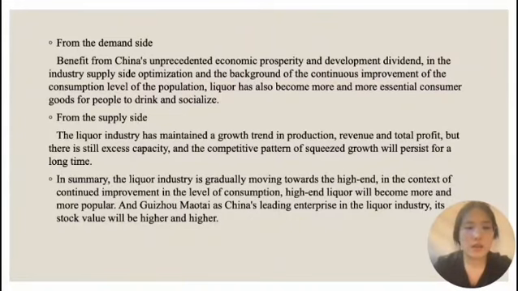In summary, the liquor industry is gradually moving towards the high end. In the context of continued improvement in the level of consumption, high-end liquor will become more and more popular, and Guizhou Moutai, as a Chinese leading enterprise in the liquor industry, its stock value will be higher and higher.